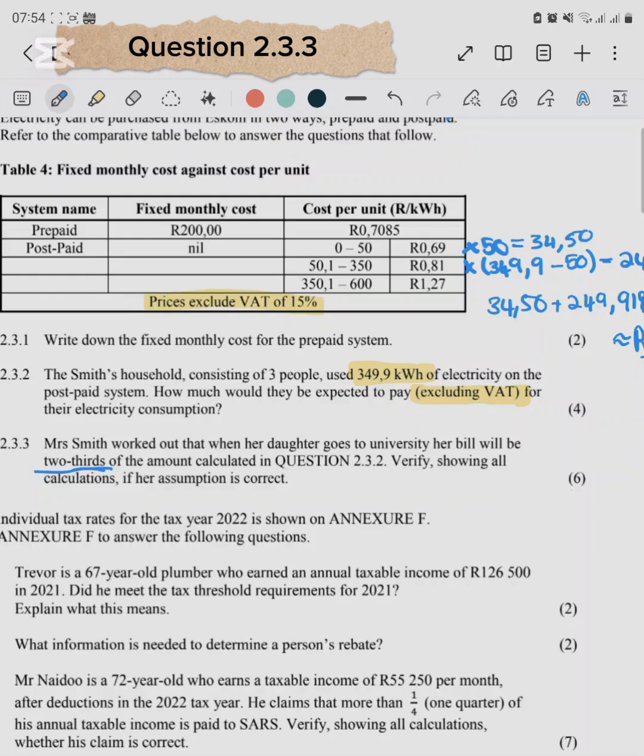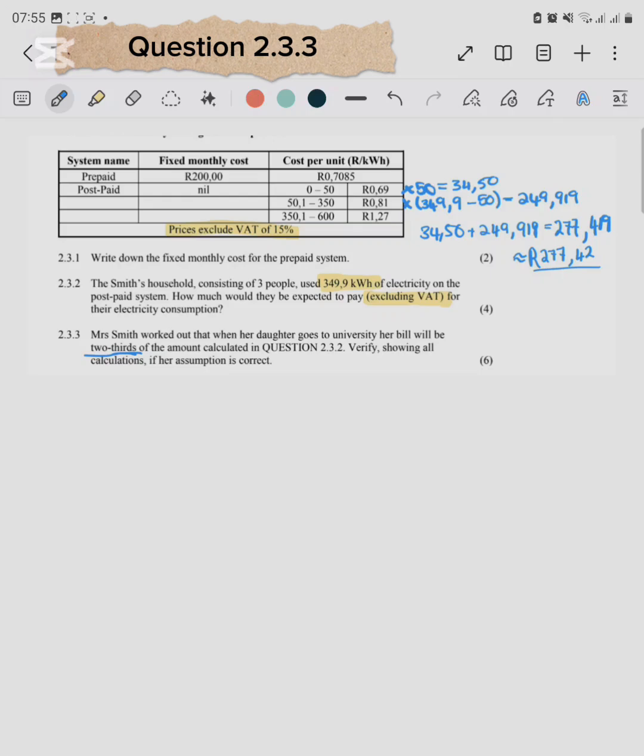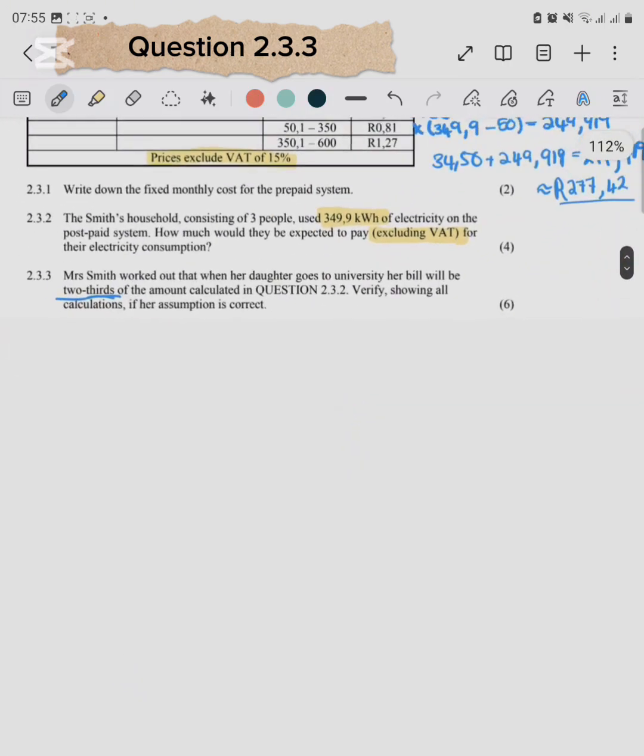So let me get this on a new page. Okay, so firstly, what is 2/3 times 277,42? And you can just do it exactly like that in your calculator. You could also say divide it by 3 and then multiply by 2. That's also fine if you did it that way. You should get to 184,95. Okay, so that's how much they believe it will be.